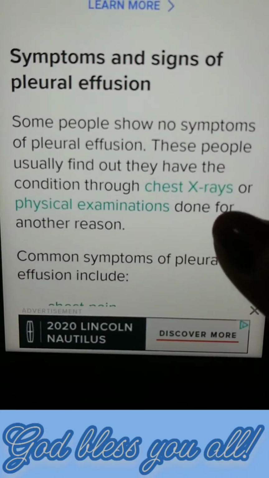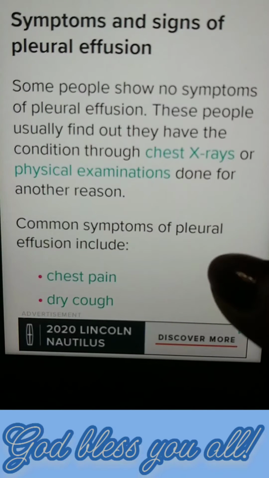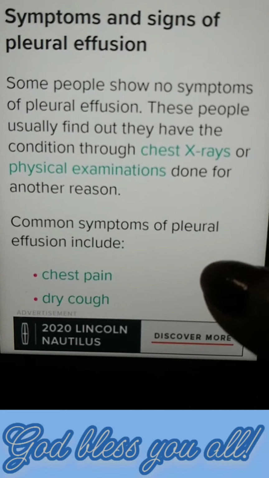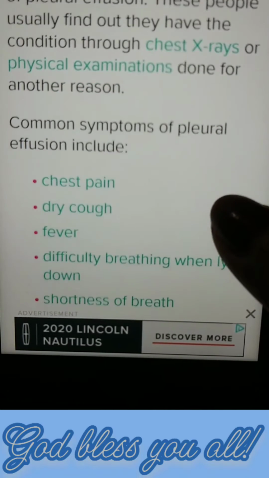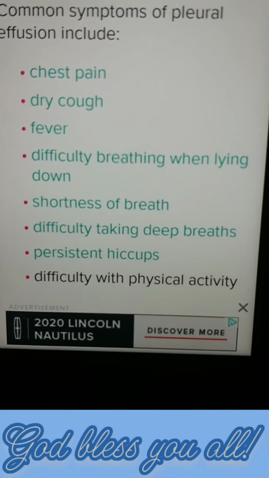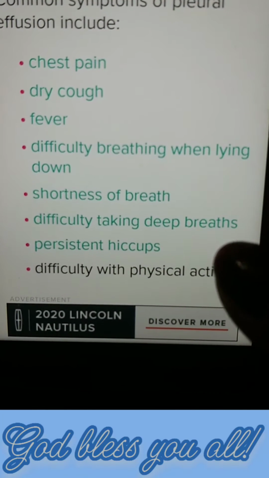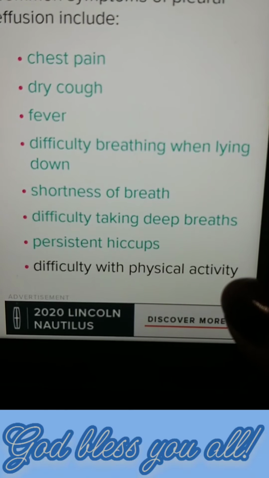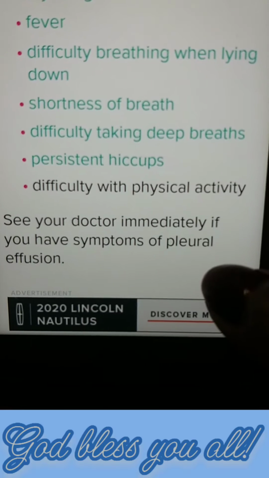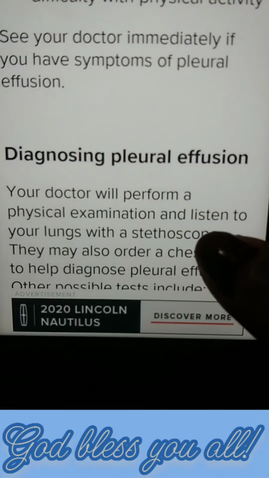Symptoms and signs of pleural effusion. Some people show no symptoms of pleural effusion. These people usually find out they have the condition through chest x-rays or a physical examination done for another reason. Common symptoms of pleural effusion include chest pain, dry cough, fever, difficulty breathing when lying down, shortness of breath, difficulty taking deep breaths, persistent hiccups, and difficulty with physical activity. See your doctor immediately if you have symptoms of pleural effusion.